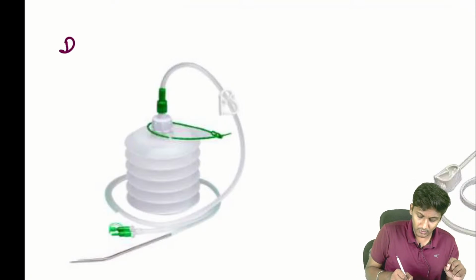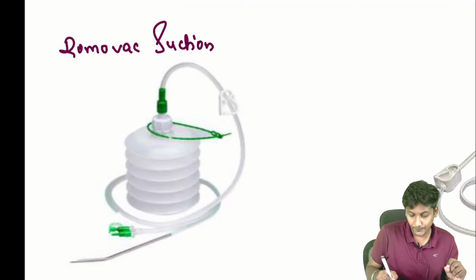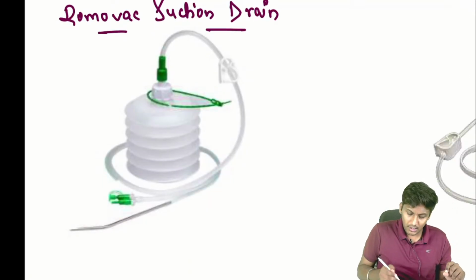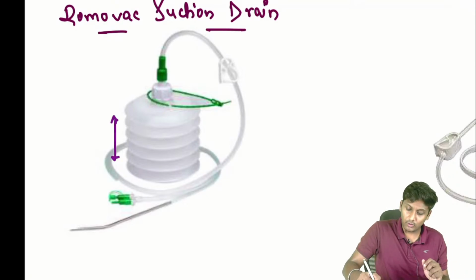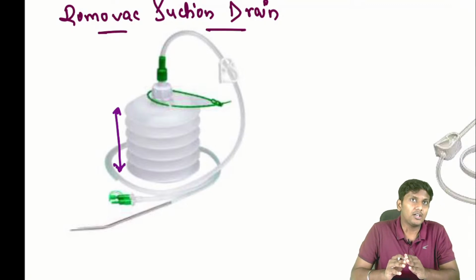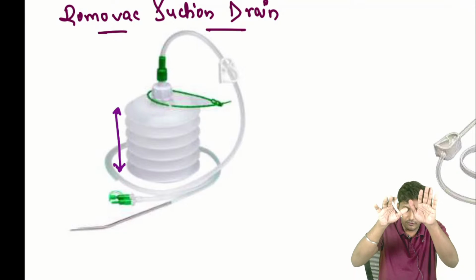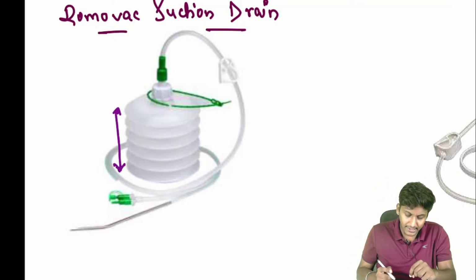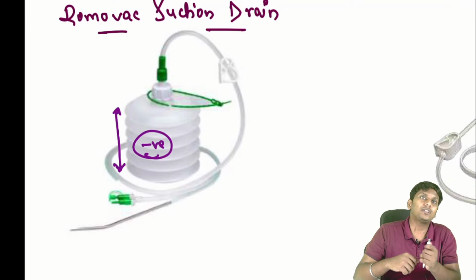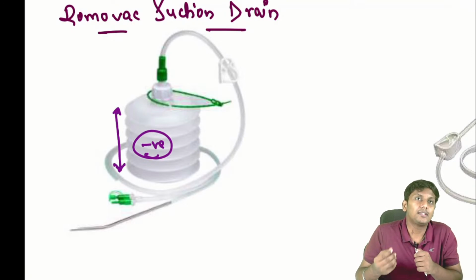This one which is there is known as the Romovac suction drain. If I talk about the Romovac suction drain, bacho, this is a negative pressure drain. Why do I call it a negative pressure drain? The reason is, please remember, when you are fixing this drain, you are going to press this drain and then you are going to release it. When you release this drain, there is a lot of negative pressure inside the drain, and due to that negative pressure there is a suction which is created, right?